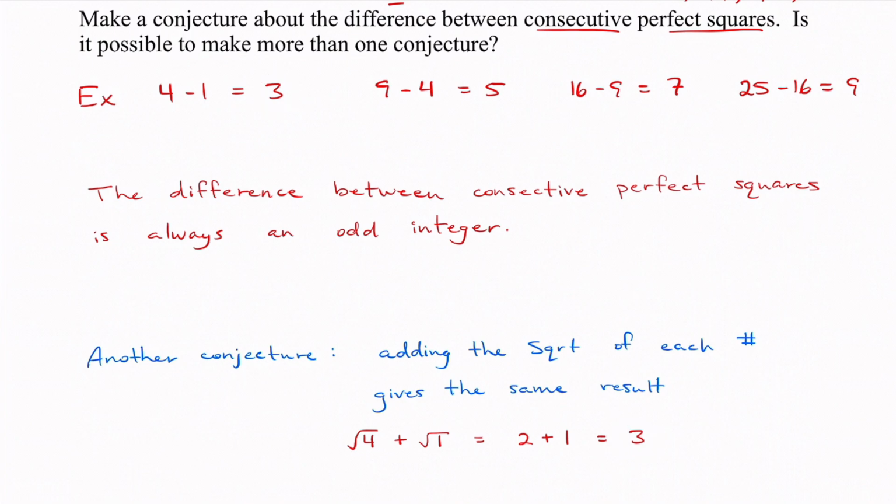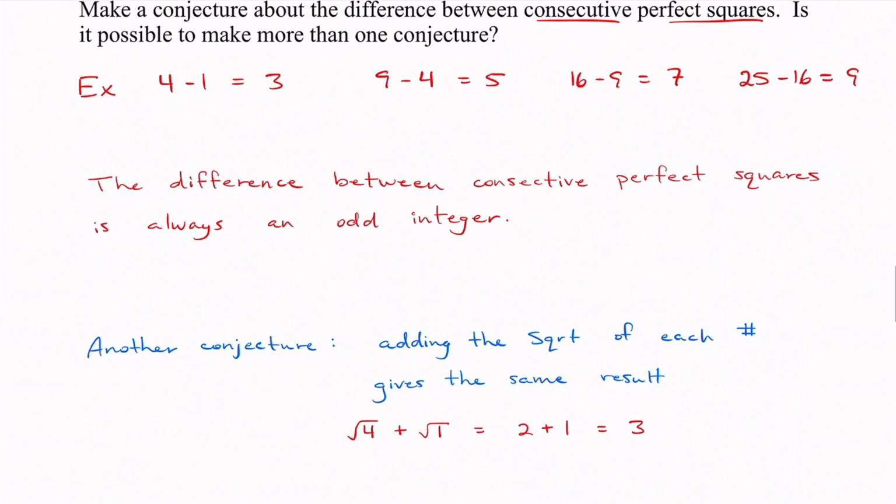I'll do another one here where we check it out. We'll do the square root of 9, and then add the one before it, the square root of 4. The square root of 9 is 3, plus the square root of 4 is 2, and 3 plus 2, we get 5. Again, that one is the same as what we had when we subtracted them. So that's just one other conjecture you could have. Maybe you came up with something different.